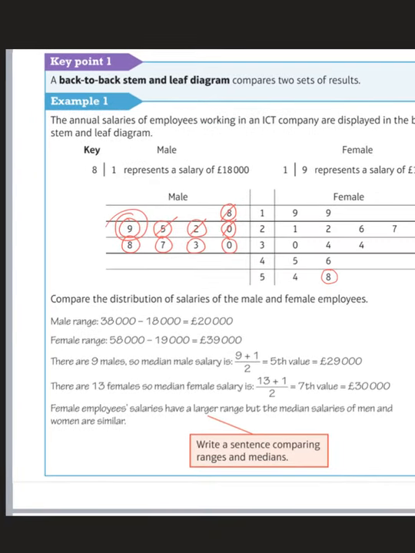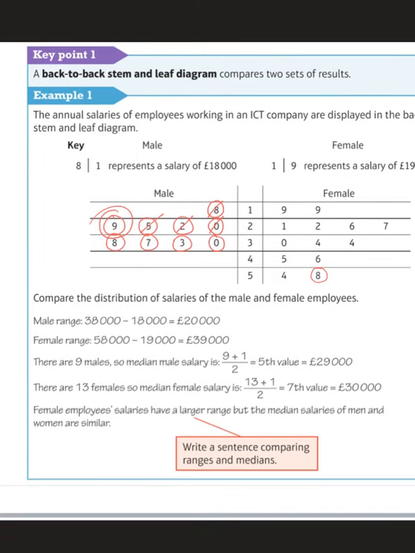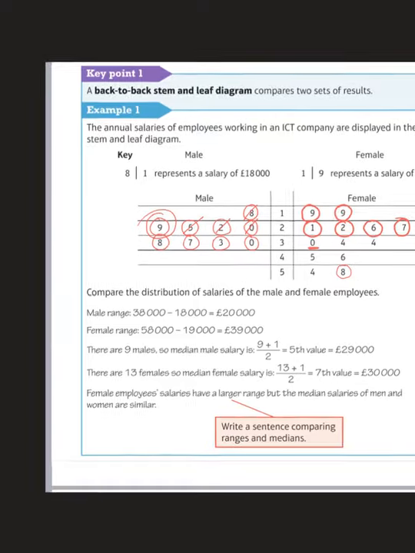Okay, same thing for the females. So we do the same thing for the females. So there's 13 females. So we do 13 plus 1 and divide it by 2, which gives us the seventh value. So we count the seventh value. So 1, 2, 3, 4, 5, 6. And we've got the seventh value, which is going to be 30,000.